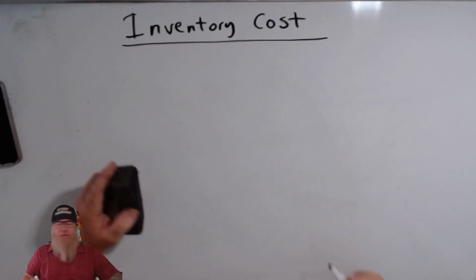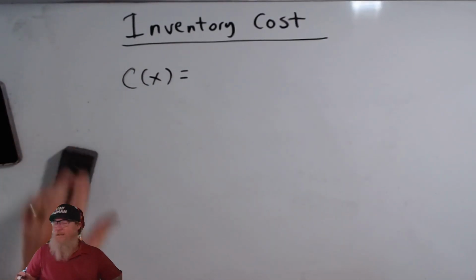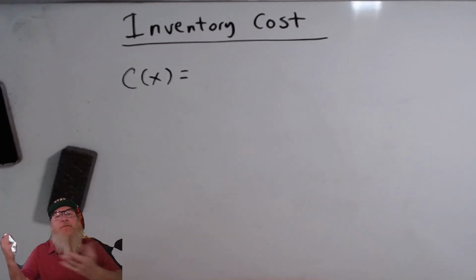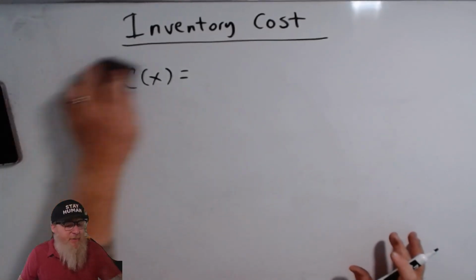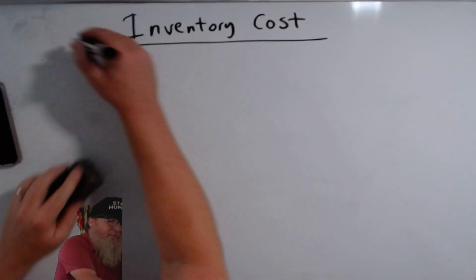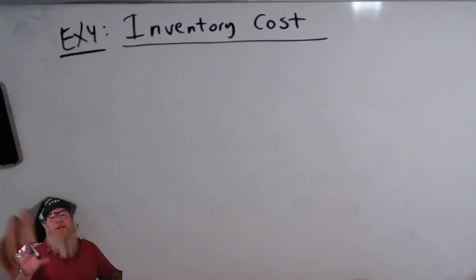Inventory cost. So the inventory cost is the cost of your inventory, the stuff that you have in the supply area. Let me just go ahead and give you the example. And there are two of these that you're going to have to do.